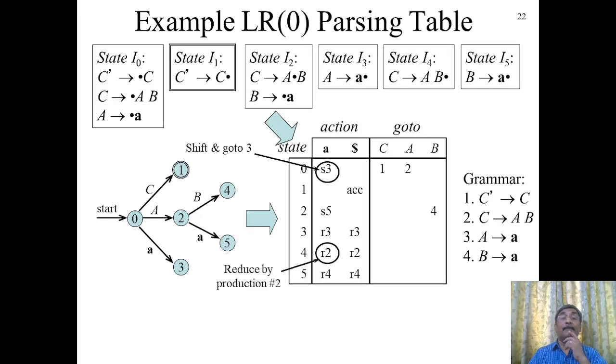Now look at this. Just see. The grammar you can see: C dash produces C. Basically, there are two rules, small rules. C produces AB and A produces small a. So it is not complete. Even maybe I think B produces small a. So this is the grammar. It is an augmented grammar.